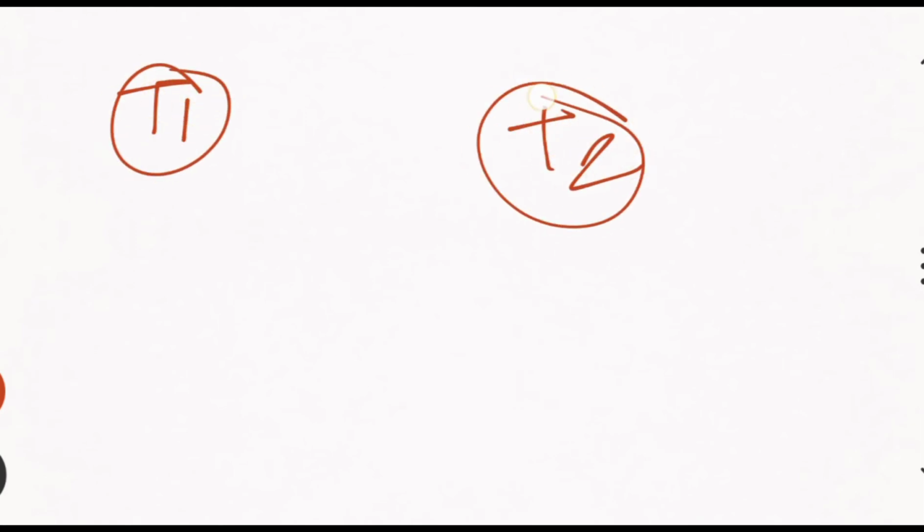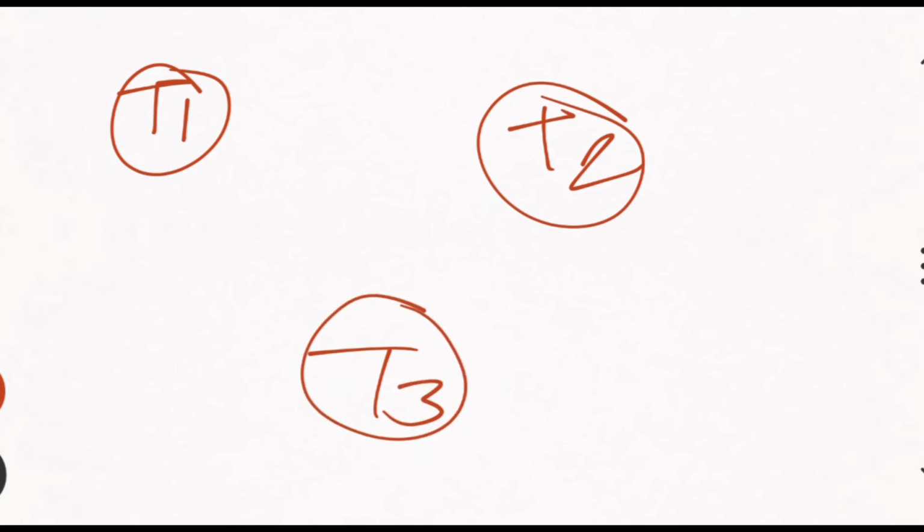I am having transaction T1, I am having transaction T2 and I am having transaction T3. In the wait-for graph, the nodes are indicated, so I have indicated the nodes as transactions T1, T2 and T3. Now the edges we need to give.